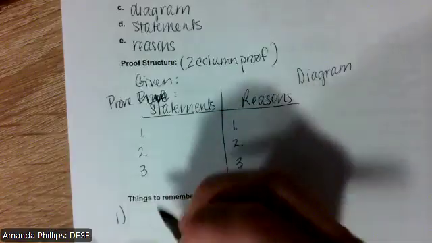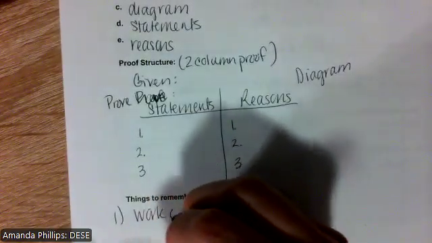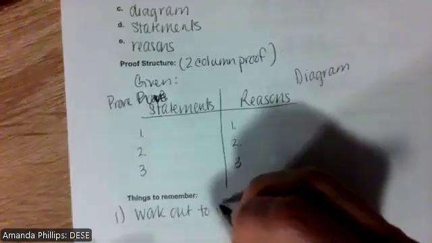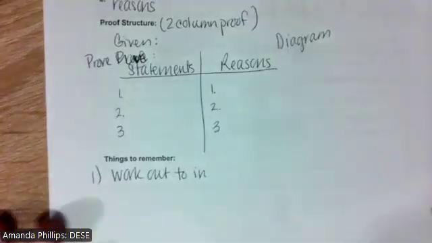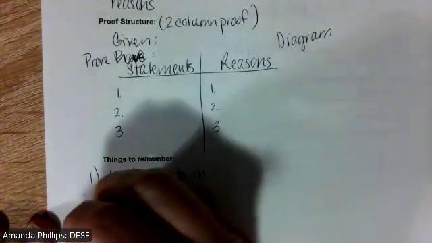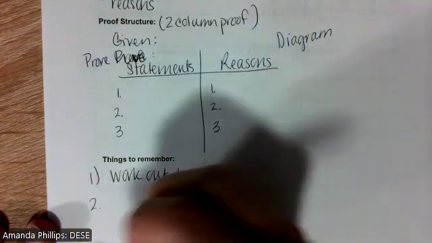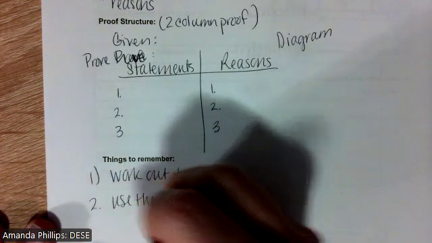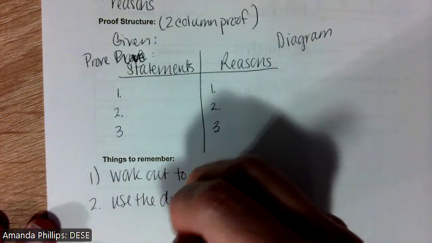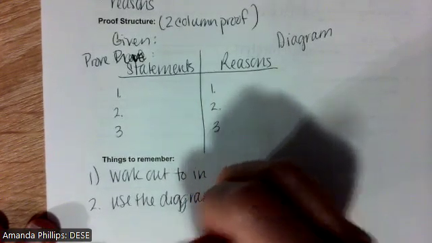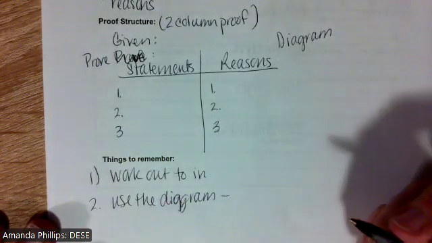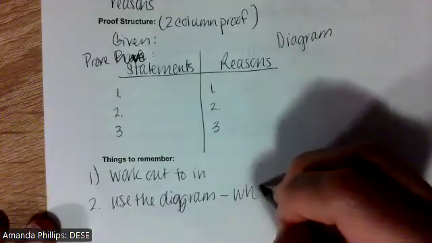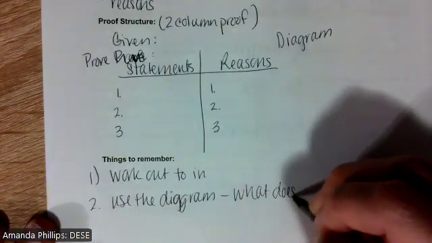Number one, work out to in. So go with the big ideas and work your way into the smaller ideas. Number two, use the diagram. So use the diagram that you were given and always ask yourself, what does it tell you?